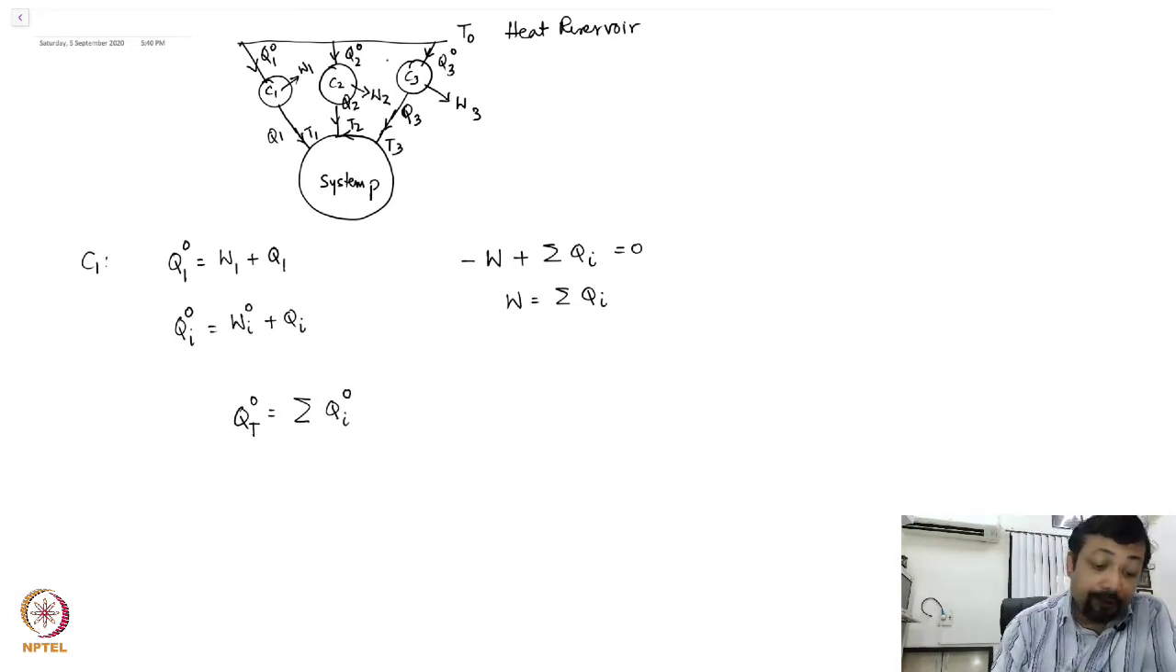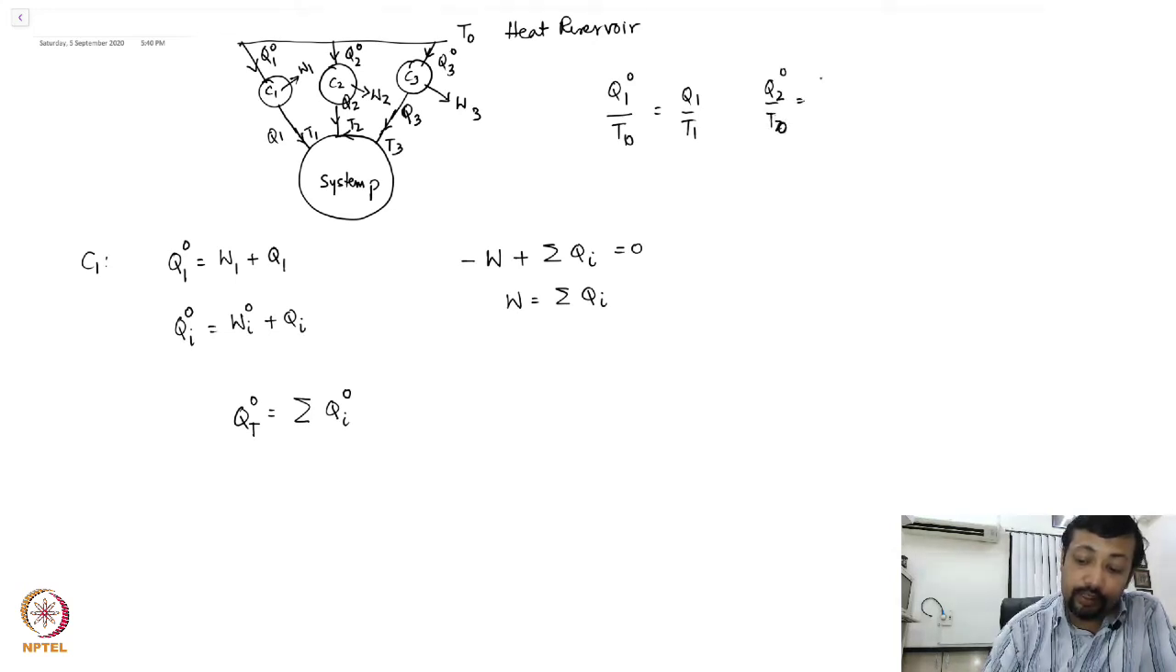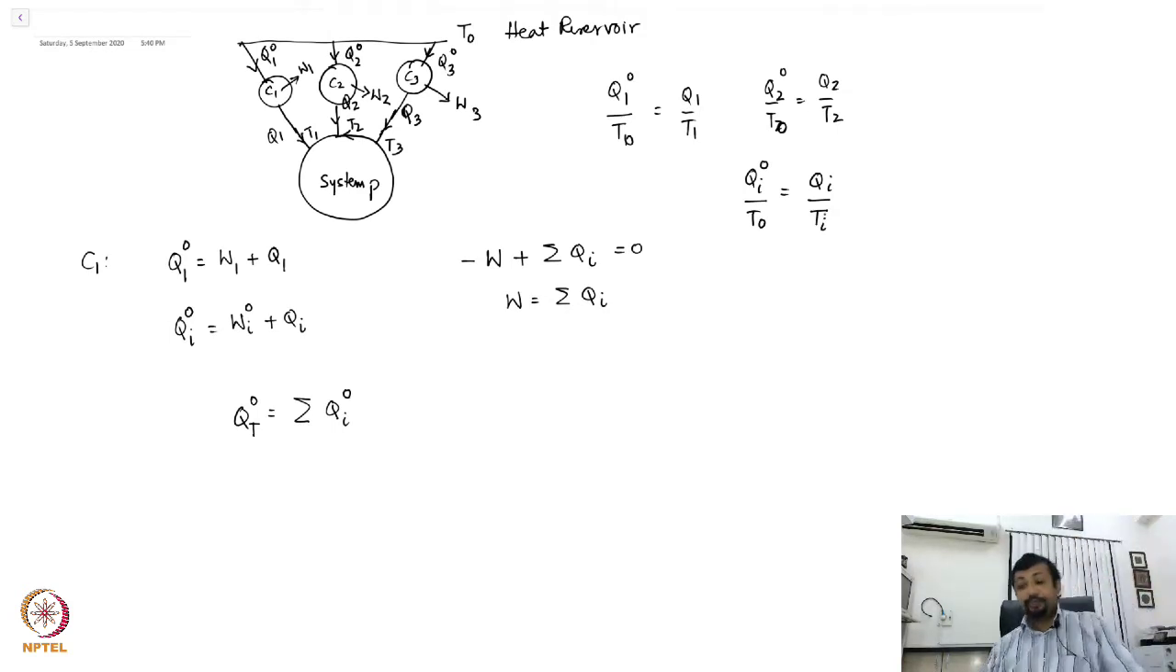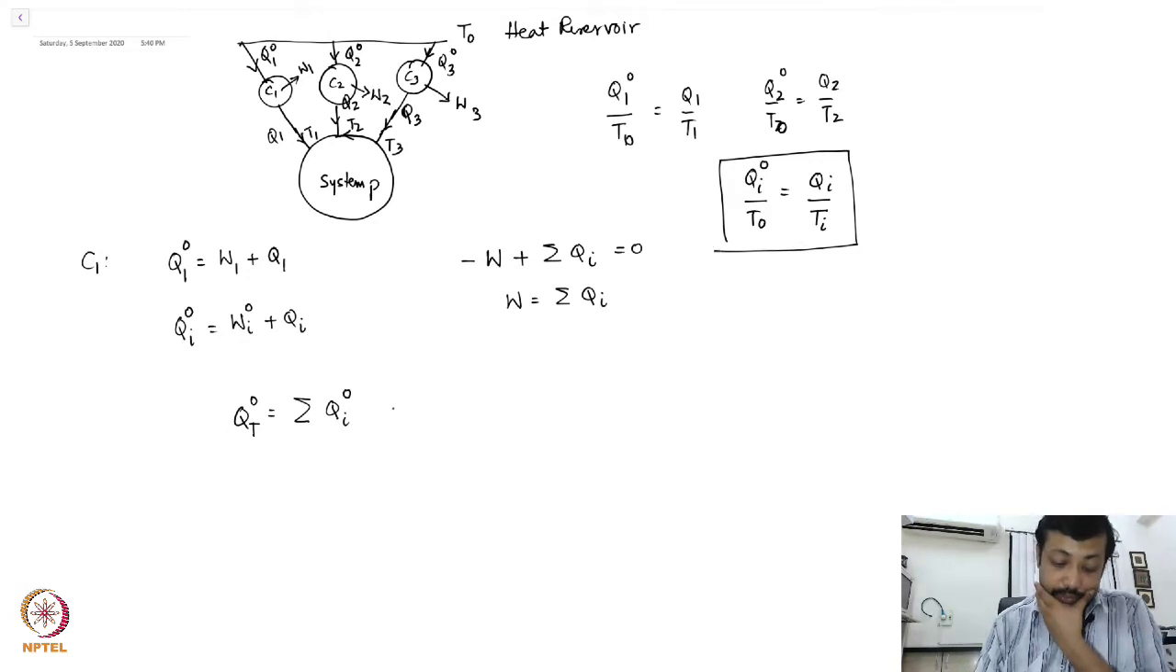Now remember, for all of these Carnot cycles, I can again write down the relations. Q10 over T0 is Q1 over T1. And again for the second one also, sorry, Q20 over T0 is Q2 over T2, because it is taking heat Q10, Q20, Q30 and so on from the hot reservoir at temperature T0, and it is dumping heat Q1, Q2, Q3 at temperatures T1, T2, T3 respectively. So the general relation becomes Qi0 over T0 is equal to Qi over Ti. I'm going to use this relation. So this means that I can write down T0 times the sum over Qi over Ti.